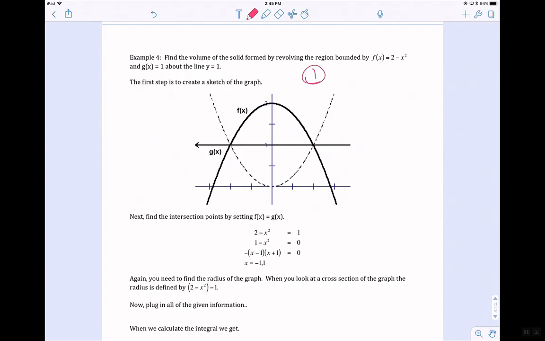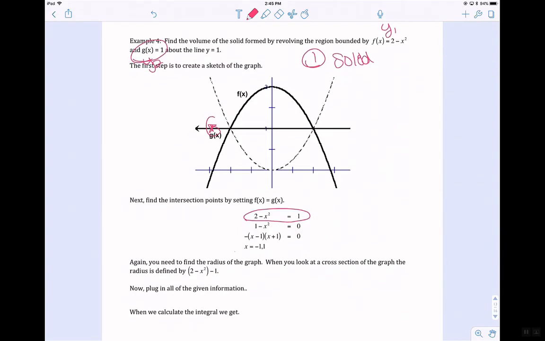I am rotating about the line y equals 1, and y equals 1 is one of the equations. So this is a solid. I then find my intersection points by plugging one of them into y1 and one into y2, hitting graph and second trace to calculate the intersection points. But here I set them equal to each other, and I got x equals -1 and 1.